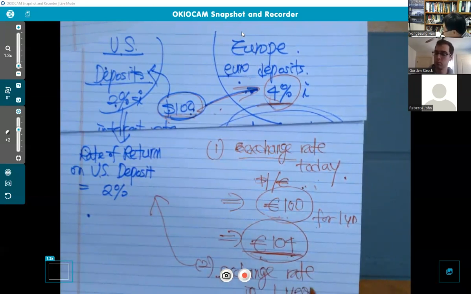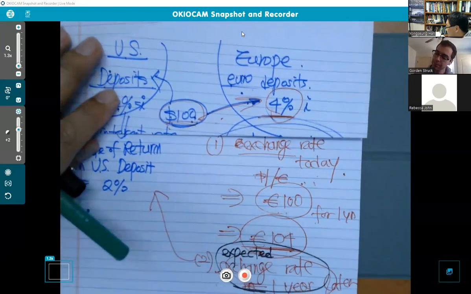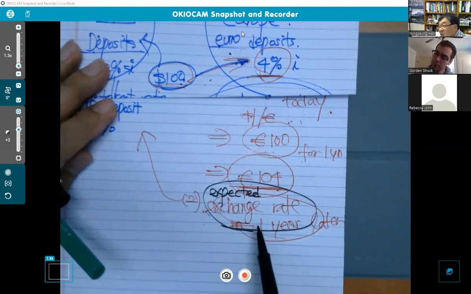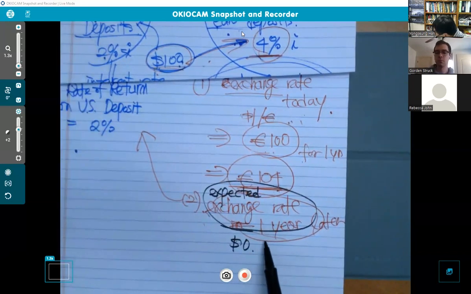One year later, in the future, you need the future exchange rate. We do not know the future exchange rate. So what we consider is that we just guess how the exchange rate will be in 1 year. So we say this one is expected. This is called expected. We just guess. Let's say this expected exchange rate is $0.97 per 1 euro.